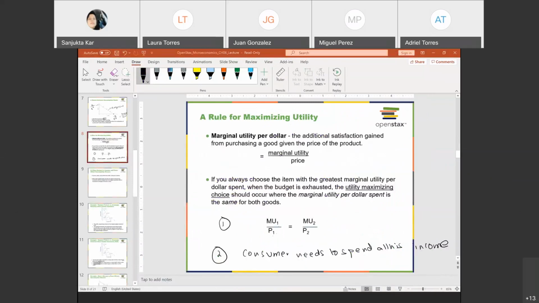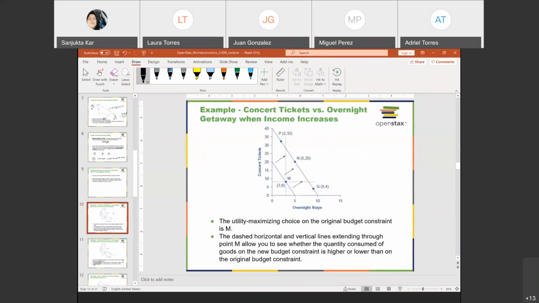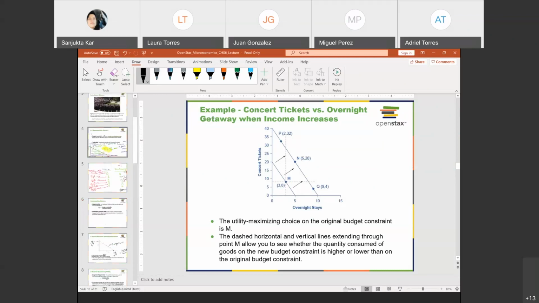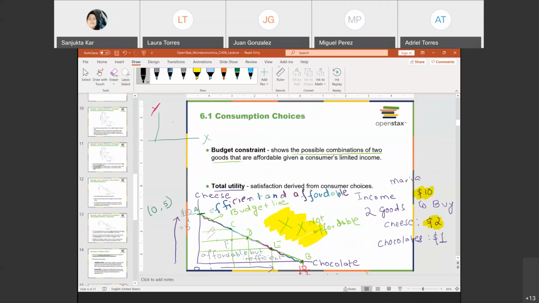All right, now I hope this whole thing makes sense after we did the problems. Now we looked at this budget constraint. So what was the budget constraint? If you recall, budget constraint was the possible combinations of two goods this consumer can buy, given his income and the prices of the two goods.